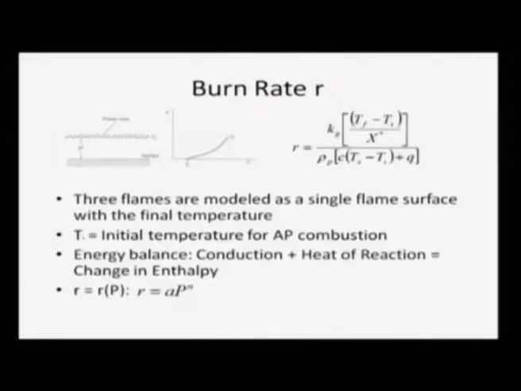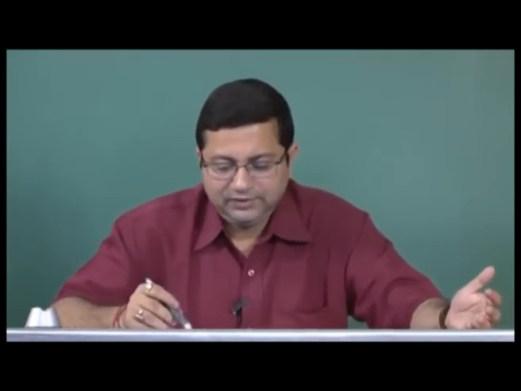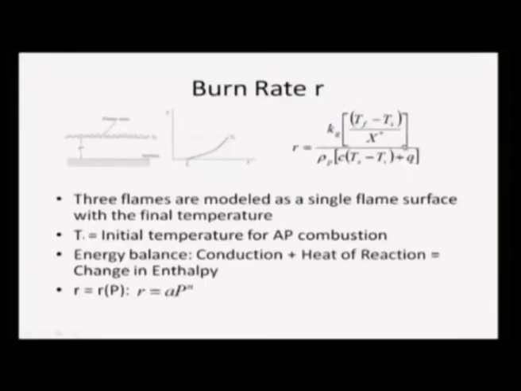Now, the burning rate of a composite propellant is represented here in a simplified manner. This is the surface of the propellant and this is where the flame is located. Ts is the surface temperature, Tf is the final temperature, x is the distance of the flame from this surface, and this is the variation of temperature. The burning rate is given by this expression. Again, the burning rate is estimated by energy balance, similar to the process we have discussed earlier. Okay. So, the burning rate is given by this expression.